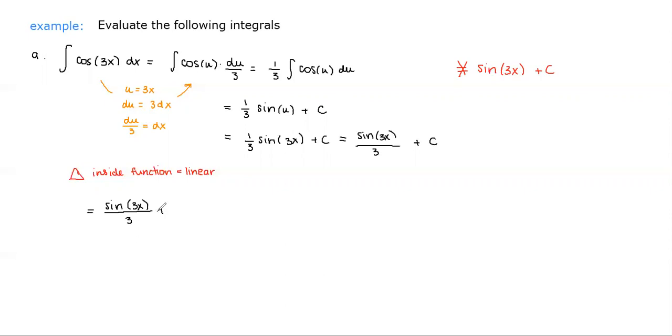So I would have sine of 3x over 3 plus c, and I get exactly the same answer that I got by doing substitution, except it was a lot shorter, right? So the very important part here, though, is that the inside function has to be linear, otherwise this doesn't work. Okay, so let's do another example.